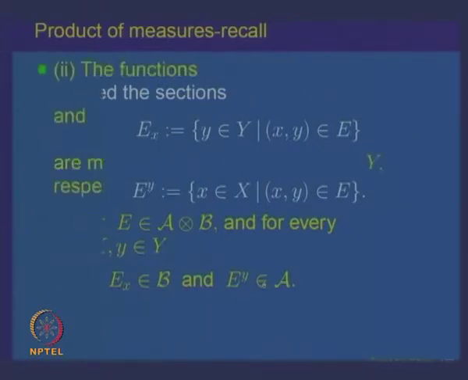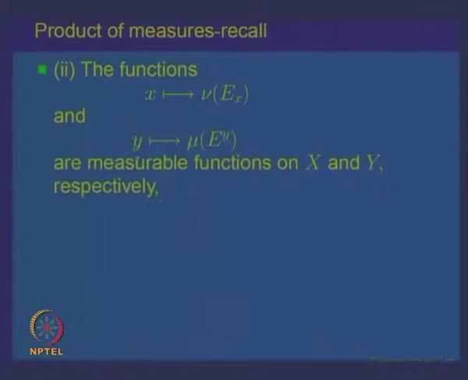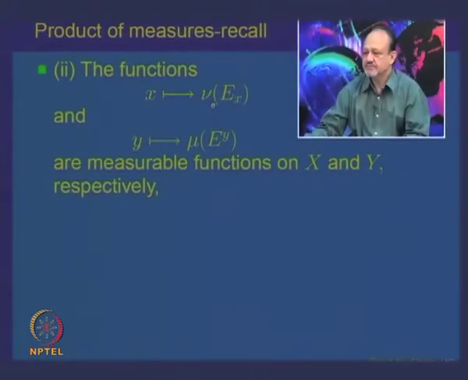I am just recalling them, and then we proved that the function x going to the measure nu of E_x is an element in the sigma algebra B, and nu is a measure defined there. So, we can compute nu of E_x, and the claim is that for every x, the image being nu of E_x, this is a function defined on X, and the claim is it is measurable. And similarly, the function y going to the measure of the y section is a measurable function on the set Y with respect to the sigma algebra B.